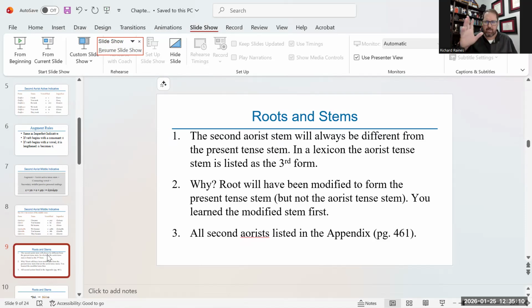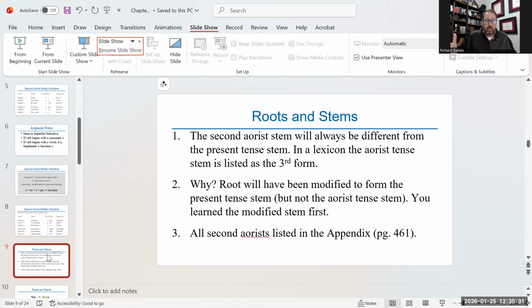I don't remember that section, but the whole back of the book is that. The whole appendix is that. Not the whole, but there's a lot in the appendix. So this aorist tense stem is always listed as the third form. And we'll look at it in just a minute. I'll take you to the page.